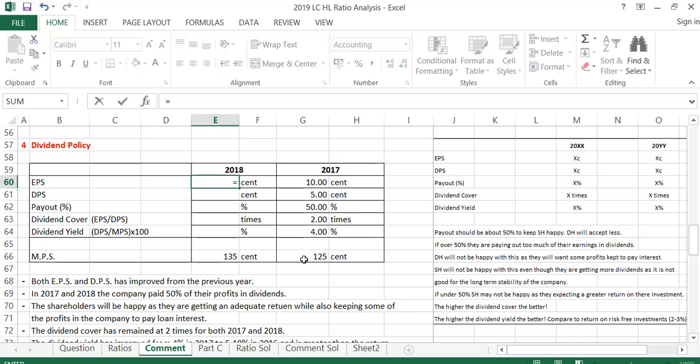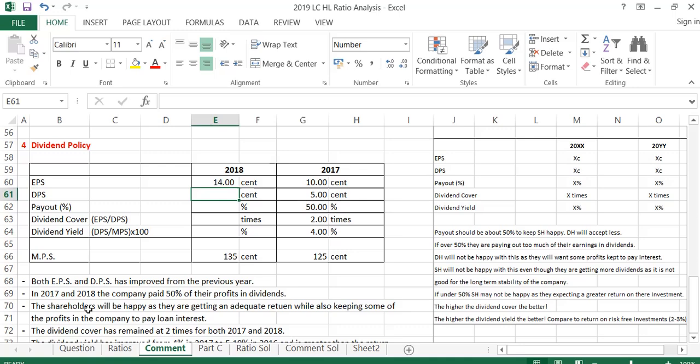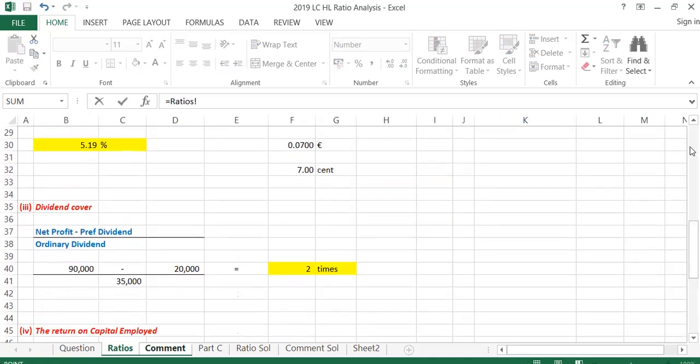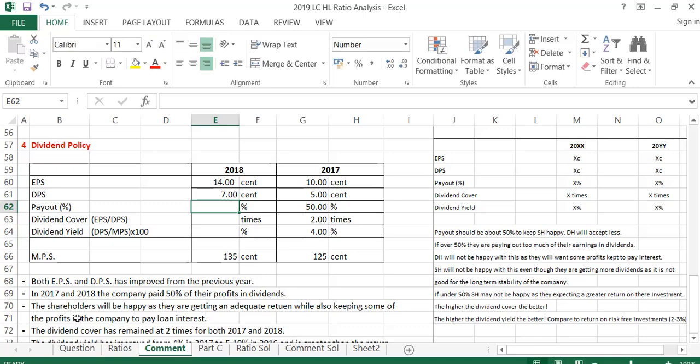So the first thing I'm going to do is go back and look for earnings per share. Here I can say straight away that I needed to get my earnings per share to work out my price earnings ratio. So I have my earnings per share of 14 cents. My dividend per share, if I go back to my ratios, I needed to work out dividend yield, and for dividend yield, I needed to work out dividend per share. So again, I have my dividend per share worked out, which is 7. That will save us a lot of time working those out again.